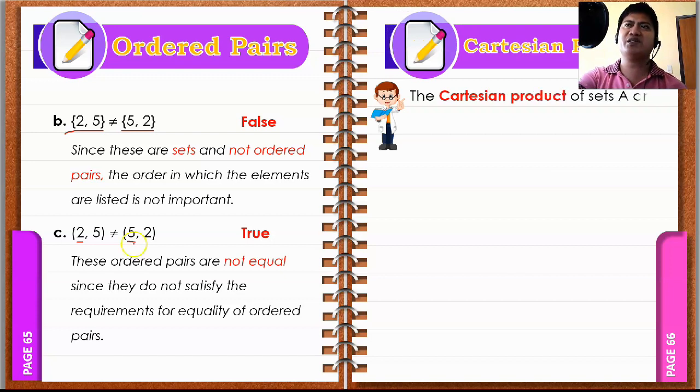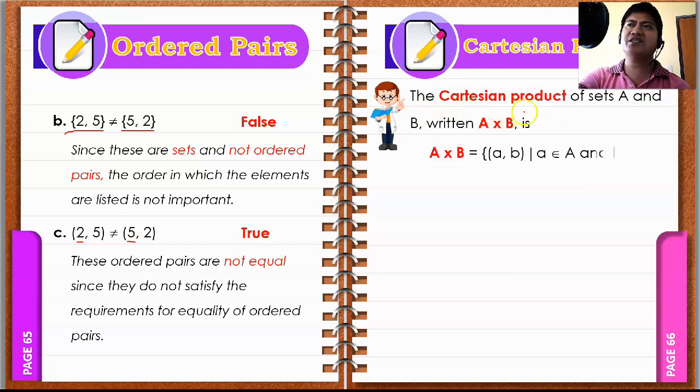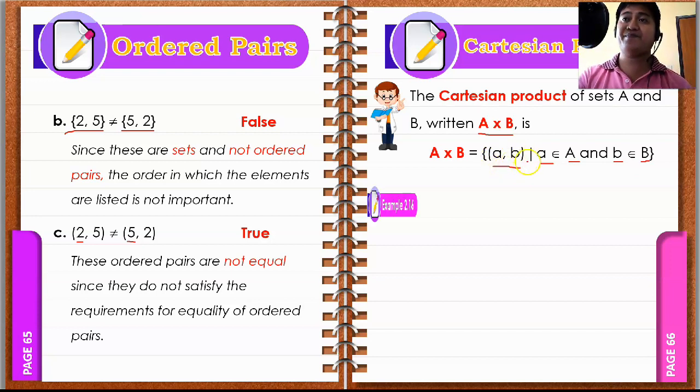So when you say Cartesian product, the Cartesian product of sets A and B, written A cross B, is equal to the set of ordered pairs. We need to introduce ordered pairs because the Cartesian product is one of our very important operations also. So it is a set of ordered pairs (a, b) such that a is an element of set A and b is an element of set B. It is an ordered pair composed of a and b.